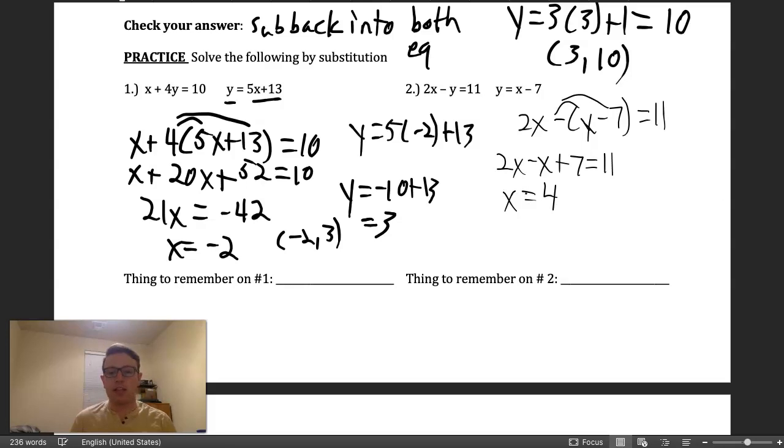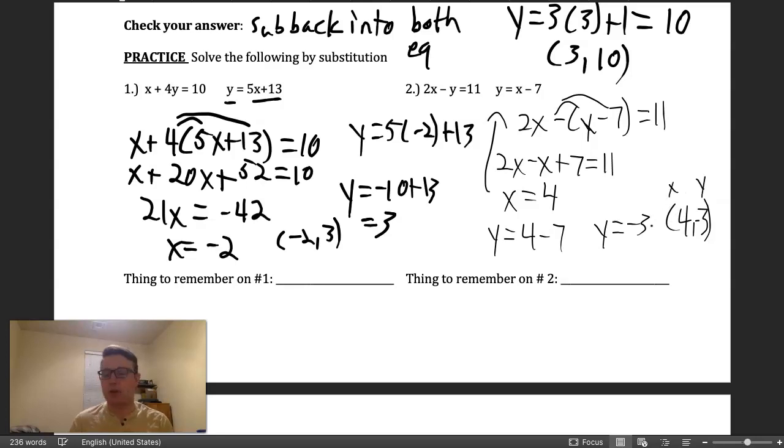What do we do when we get this? We substitute that back into one of the other equations. We can substitute it back into the one on the right, because that'll make our life simpler, and we'll get y is equal to 4 minus 7, or this will be equal to minus 3. So our answer will be 4, minus 3. Now how do you check to make sure that's right? You substitute in these values for x and y into both equations and make sure it's true.